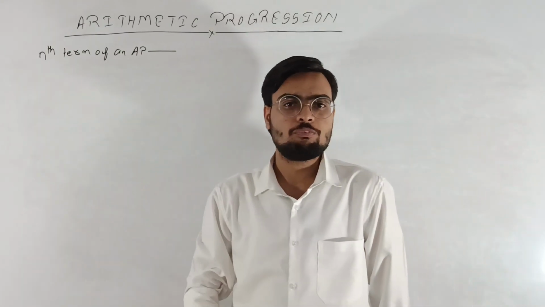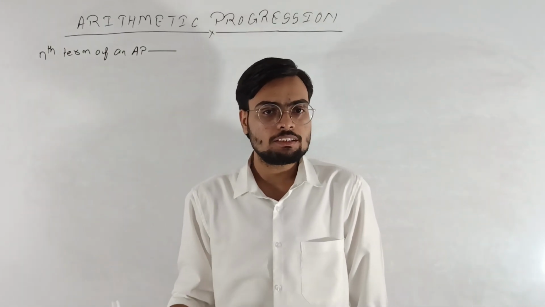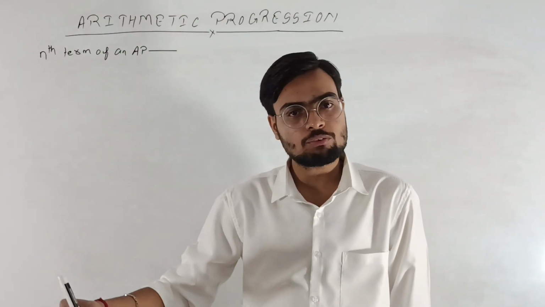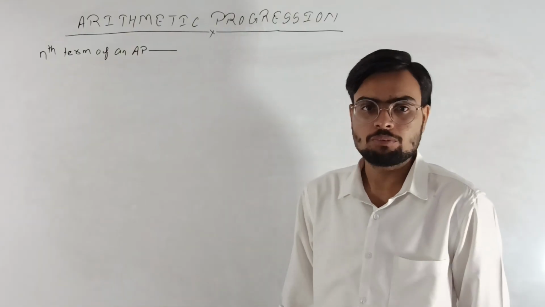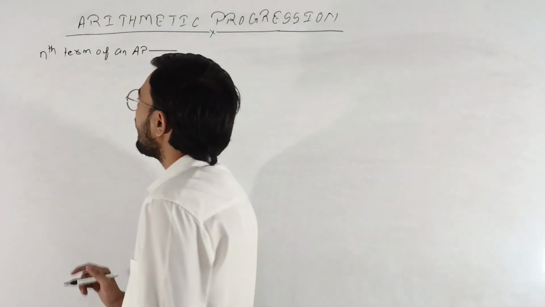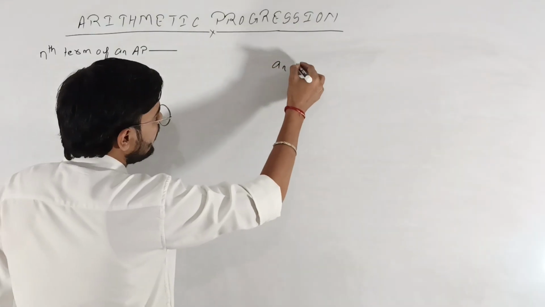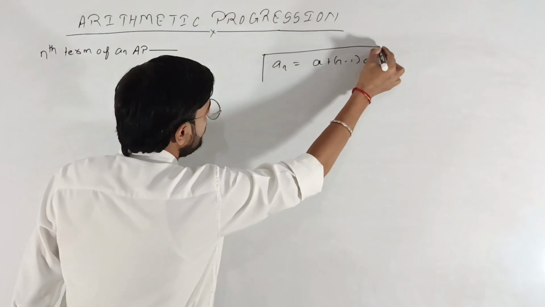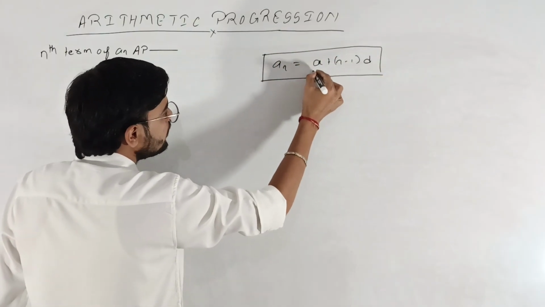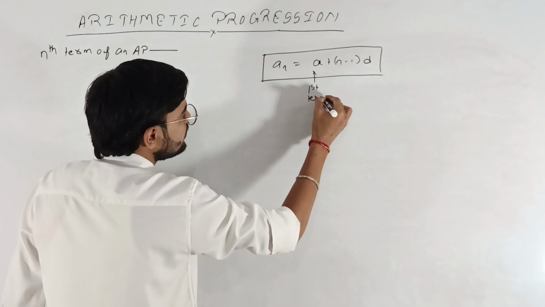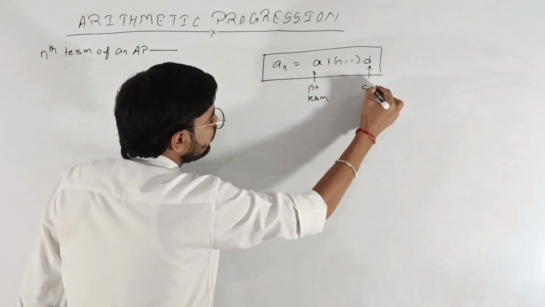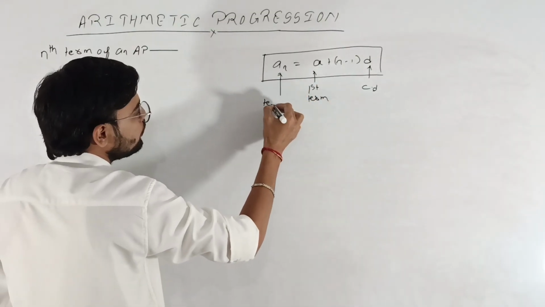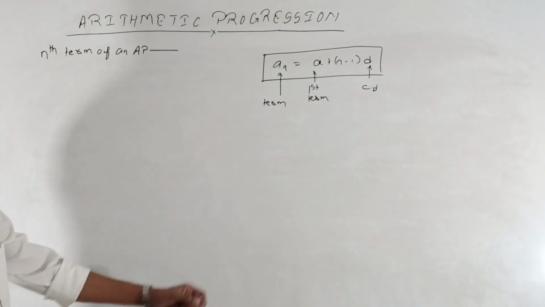In nth term of AP we find any term of AP, whether it is the fifth term, second term, 100th term, 1000th term, 5000th term, or any term. Understood? So now the formula for the nth term is an equals a plus n minus 1 into d. This is the formula for finding the nth term of AP, where a is the first term, d is the common difference, and n is the term which we have to find. Okay, now let's see how this formula is derived.